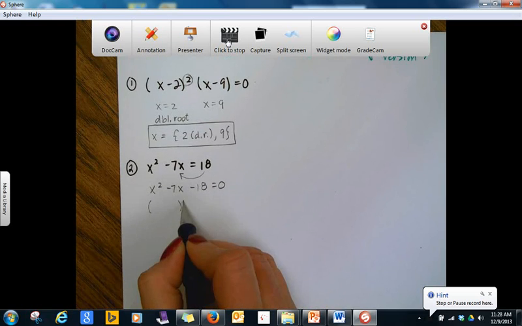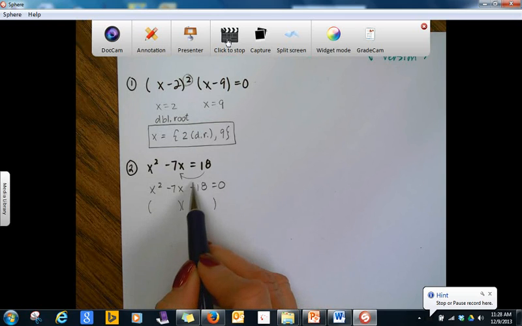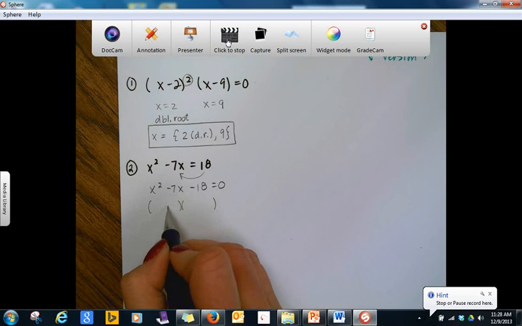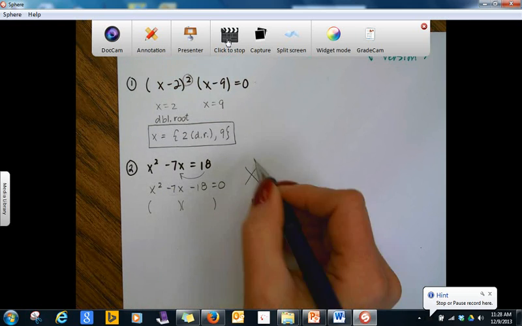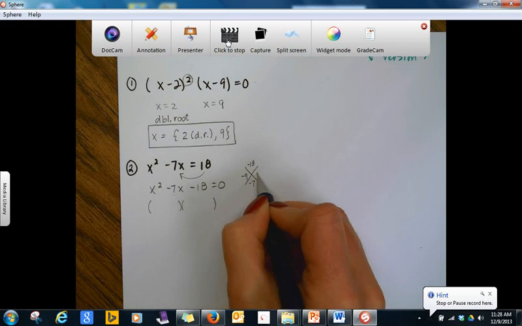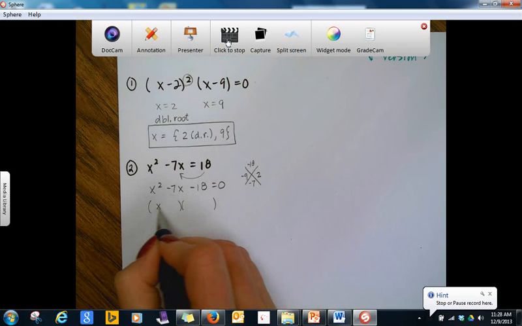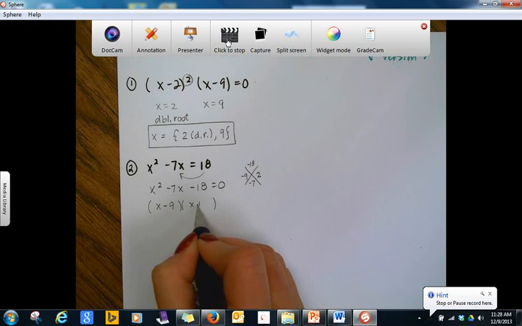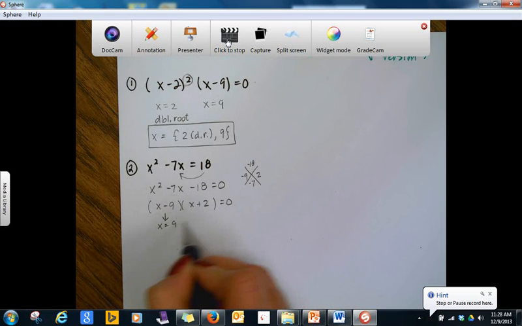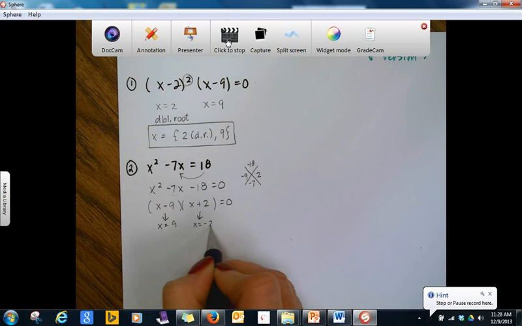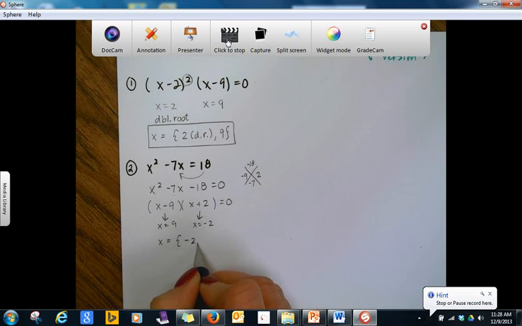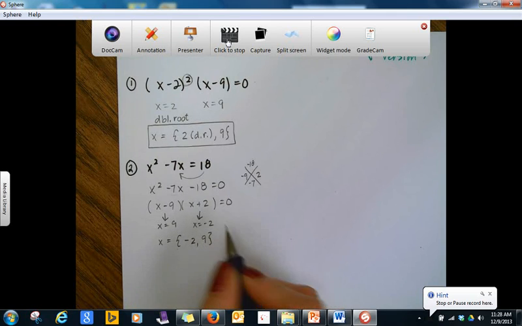Okay? I'm looking for numbers that have a product of negative 18 and a sum of negative 7. And those numbers happen to be, and I'll put it in the big X like we've been doing it, negative 18, negative 7. So I get a negative 9 and a positive 2. So this becomes x minus 9, x plus 2 equals 0. So here, x equals 9, x equals negative 2. So our final answer is x is negative 2 and positive 9.